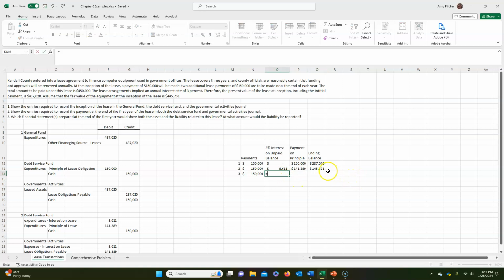Then we have second year interest and the amount applied to principal. And then we should have a zero balance at the end of the third payment. So that's the table for that lease obligation.